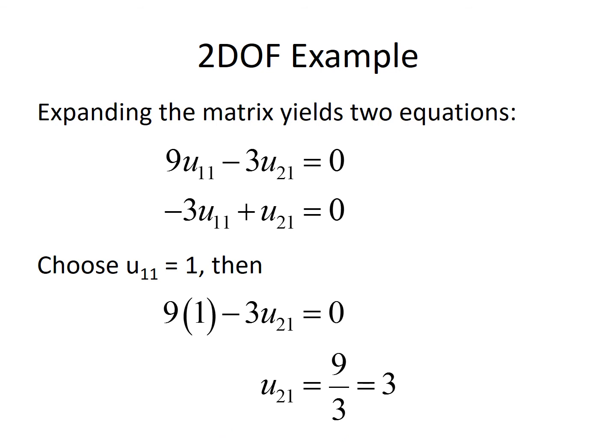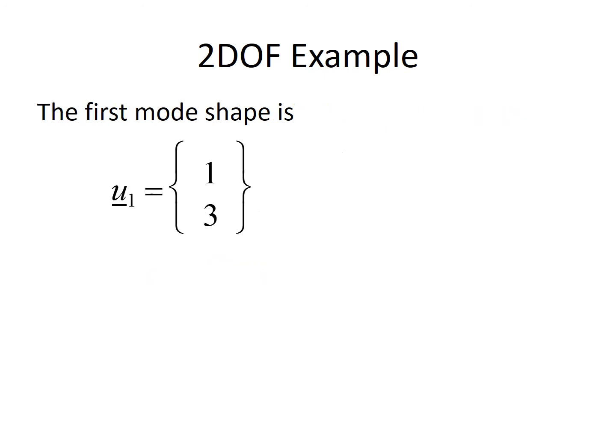Continuing with the solution, we write out the two equations defined by the product of the matrix with the undetermined vector u1. Since u1 is not unique, we can simply choose one of the values of the vector and solve for the remaining value. In this example, we set the first element of the vector to be equal to 1 and solve for the second element, which in this case is equal to 3. Thus, the first mode shape can be written as shown on the chart. Remember that this mode shape is not unique, so it can be multiplied by any non-zero scalar and it will remain a solution to the original differential equation.